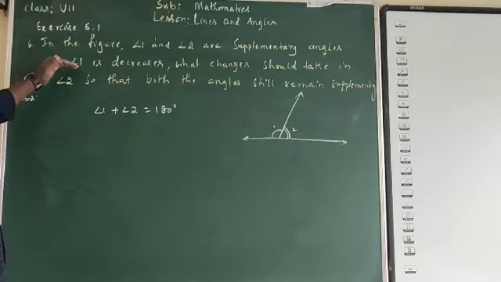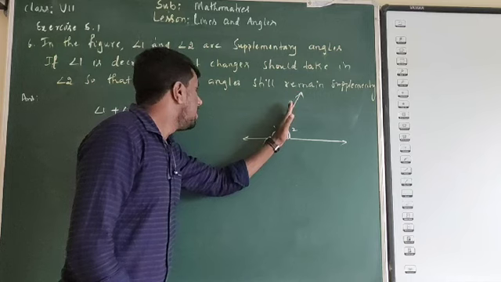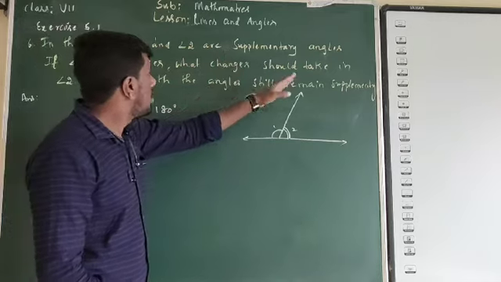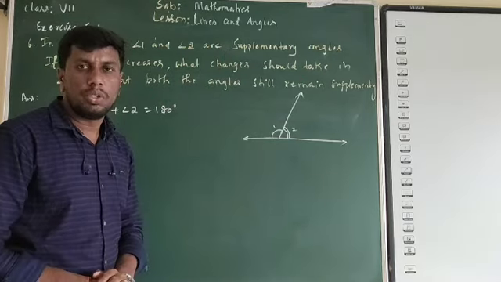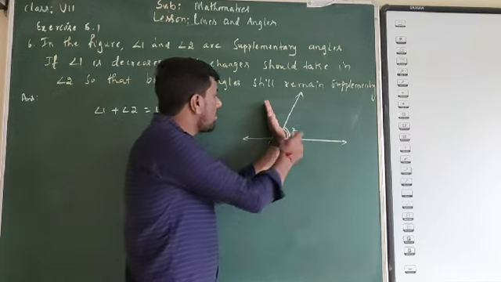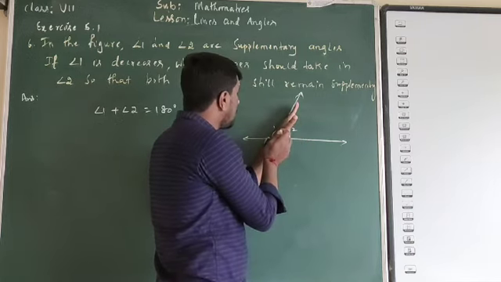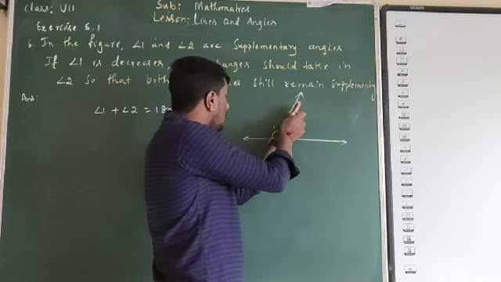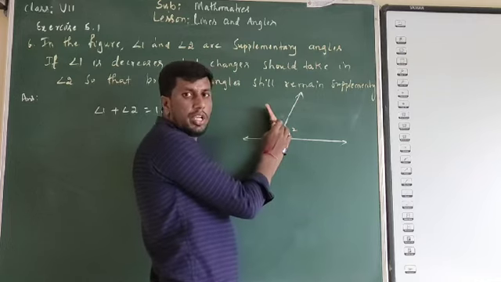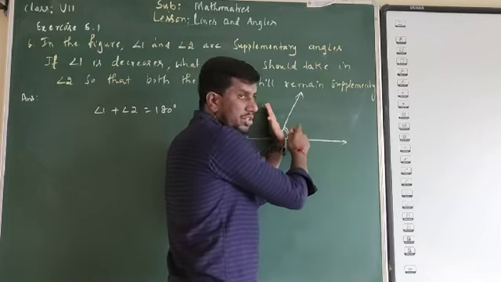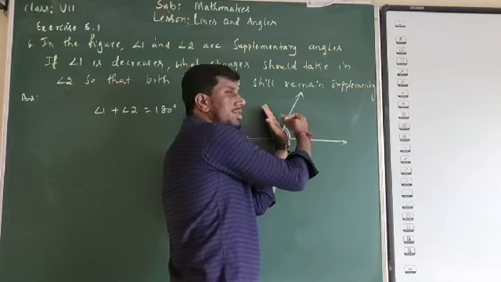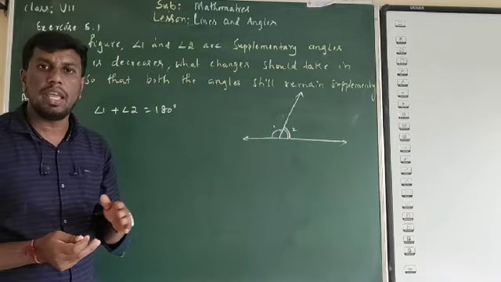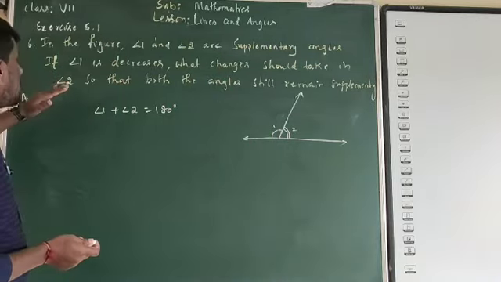The next question is, if angle 1 decreases, what changes should take place in angle 2? If angle 1 decreases, what will happen to angle 2? Look at this. This is angle 1 initially, let us assume 150 degrees. So you are going to decrease this. Now it is 80 degrees. Initially angle 2 is 60 degrees. Now what happened to angle 2? Angle 2 is increased. So if angle 1 is decreased, angle 2 will be increased. That is the answer for this.